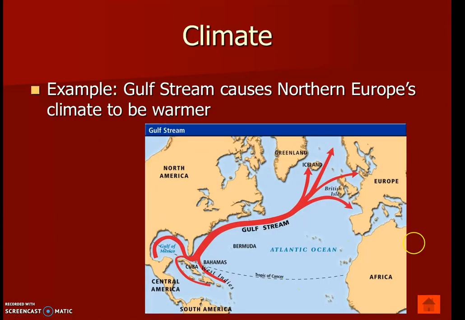One last example of climate, the Gulf Stream, which is a warm air and water current moving up from the equator in the Tropic of Cancer, is what creates a warm climate in Northern Europe. Up here in the British Isles would normally be very cold year-round. If you look up here, the same spot in Canada is cold and frigid year-round. The reason that England has a warmer climate is because the Gulf Stream brings warm air and water to Northern Europe.